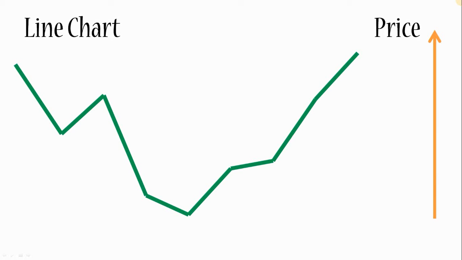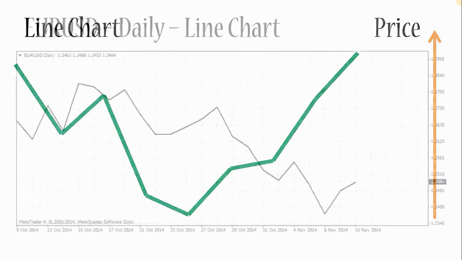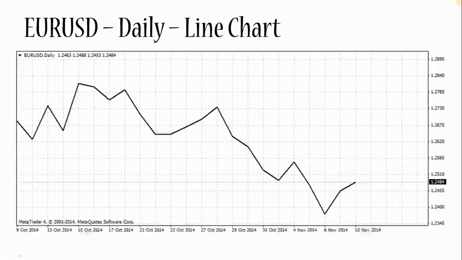Now let's have a look at a couple of real Forex charts. Here is the EURUSD daily line chart. As you can see, this is just what we talked about, only the close prices for every single day. At the bottom you can see the days, on the right you can see the prices, but most importantly we can see the line chart, which is showing us that currently the EURUSD seems to be falling down.